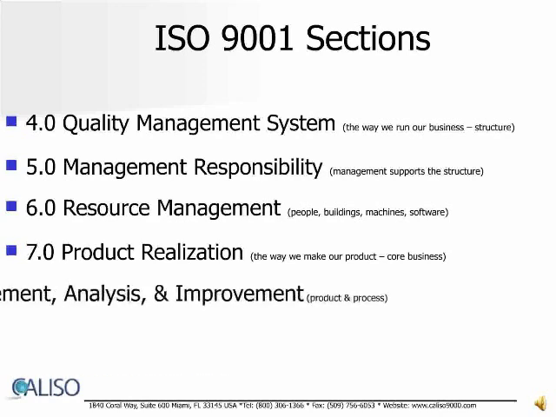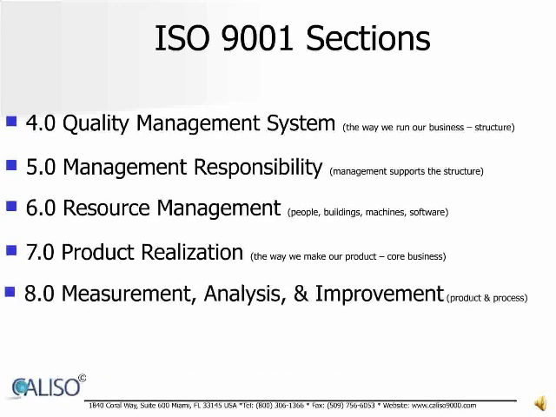Now, Section 8 is titled Measurement, Analysis, and Improvement. And we're really talking about not just the product, but the process. So we're measuring, analyzing, and improving how we make the product and the actual product itself. So this is the layout of the ISO 9001 standard.